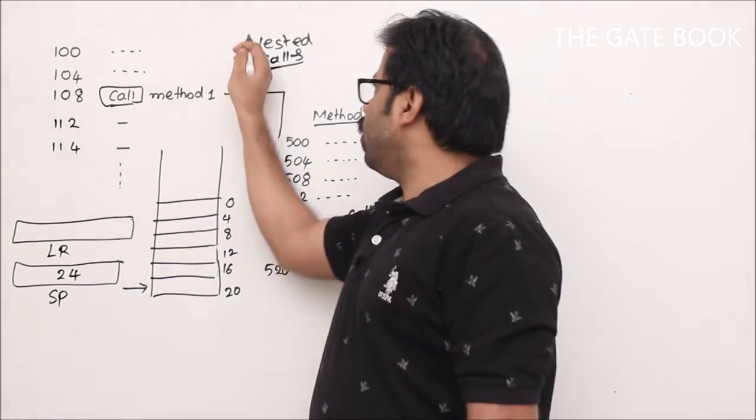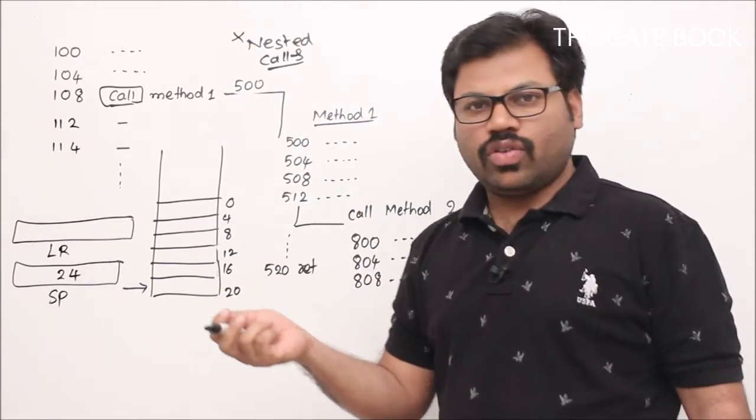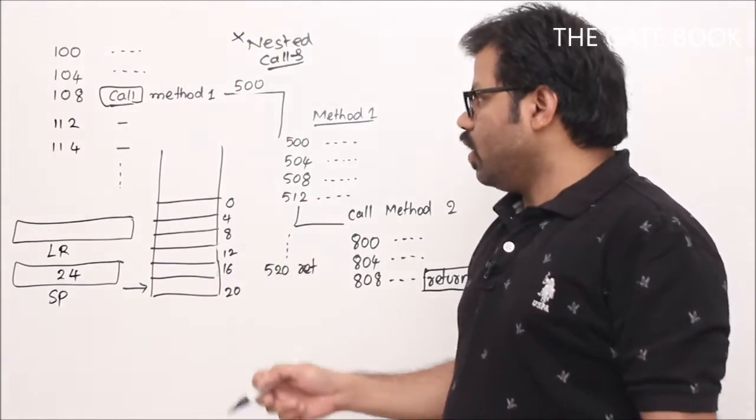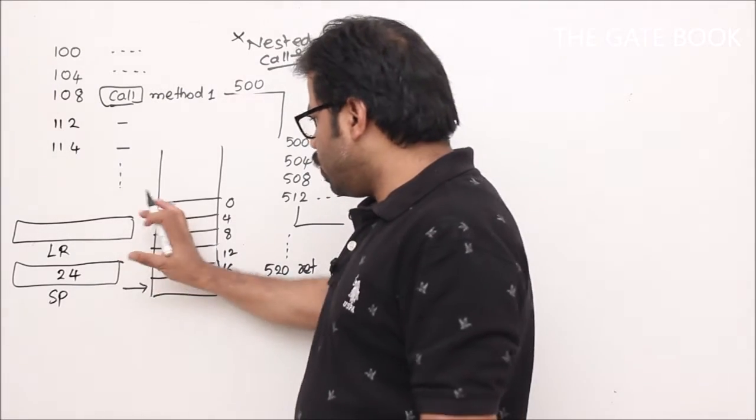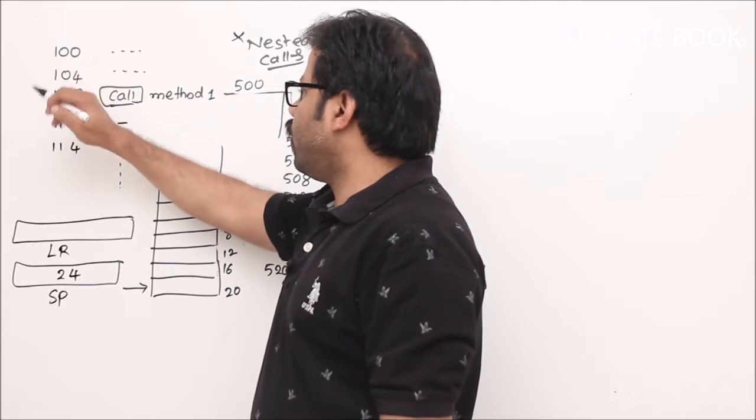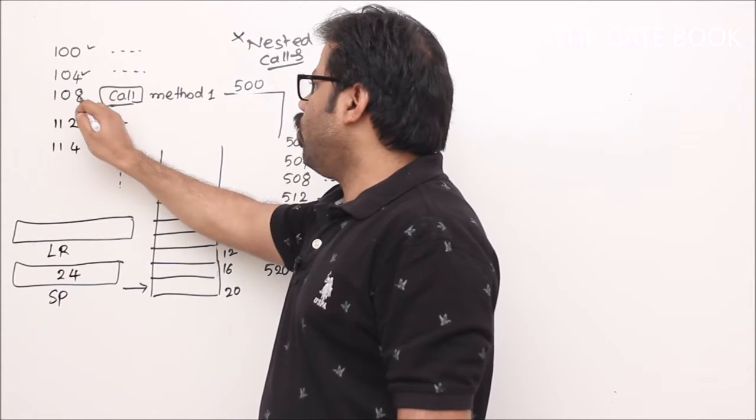Now forget about your code. If you don't write extra code, what is going to happen? We'll see one more time so that you get a clear picture now. Initially, let's say you are not using the stack, blindly you are executing your program, 100, 104, 108.